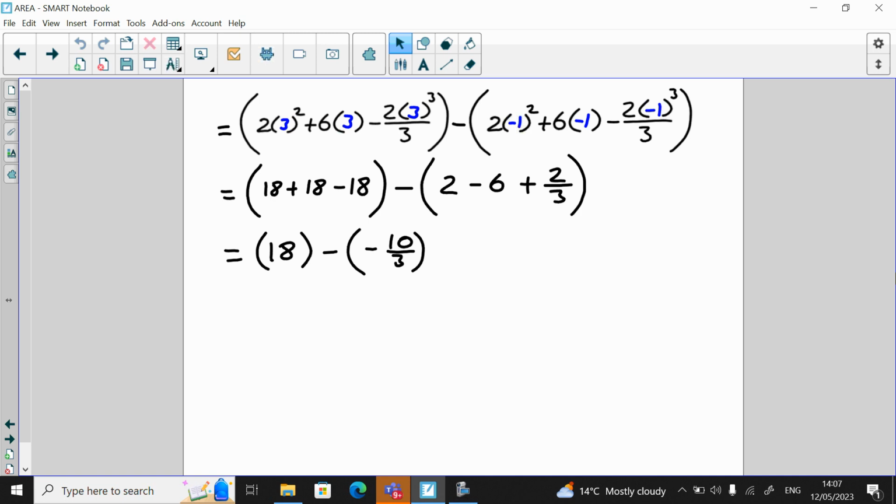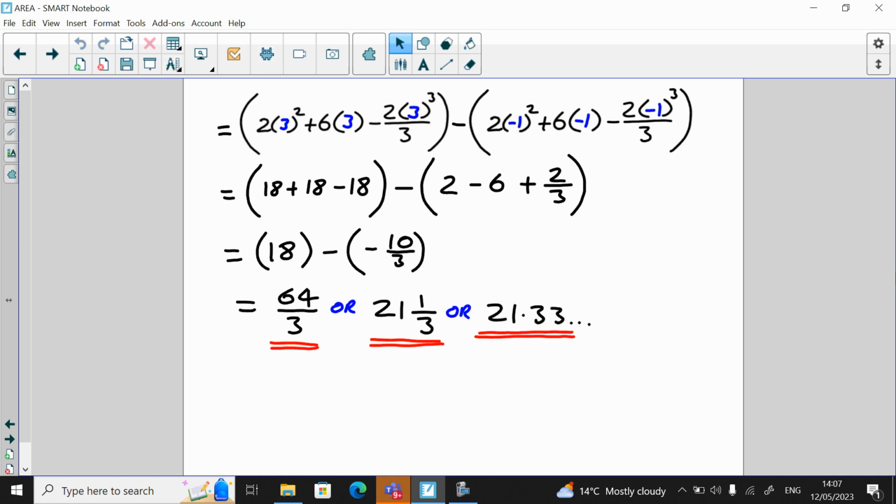So just trust your calculator for the next part. Your calculator might throw out 64 over 3, or it might throw out 21 1/3, or you might go for the decimal option. It just depends what you need the answer for.